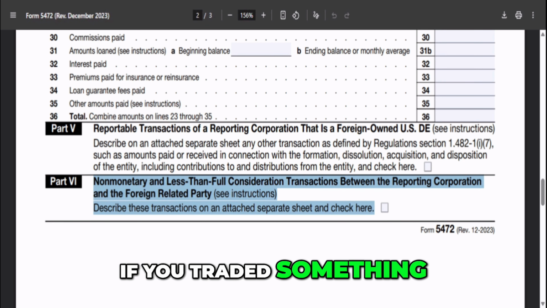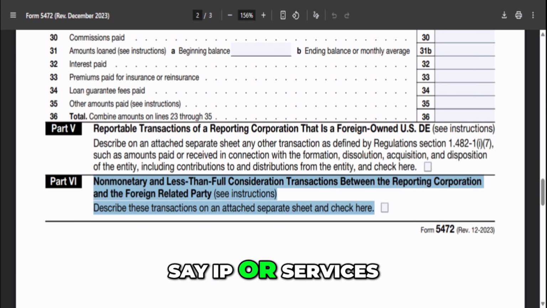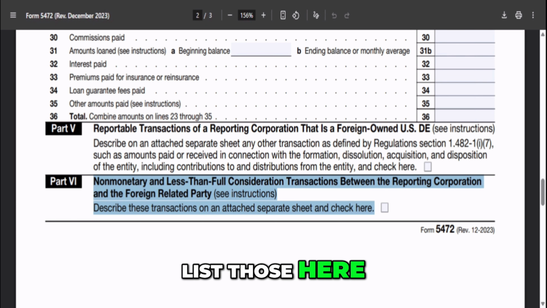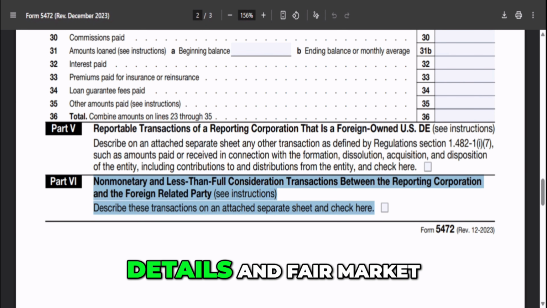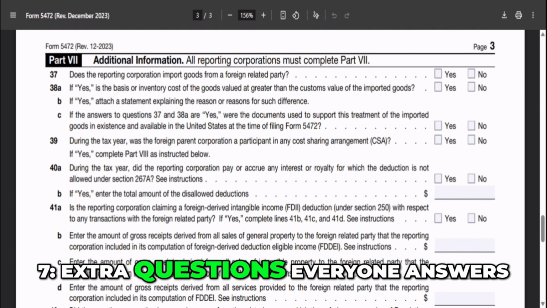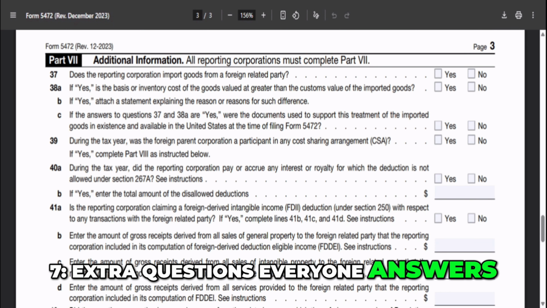If you traded something other than money, say IP or services, or didn't charge full value, list those here. Attach a schedule with details and fair market value estimates. Part 7. Extra questions everyone answers.